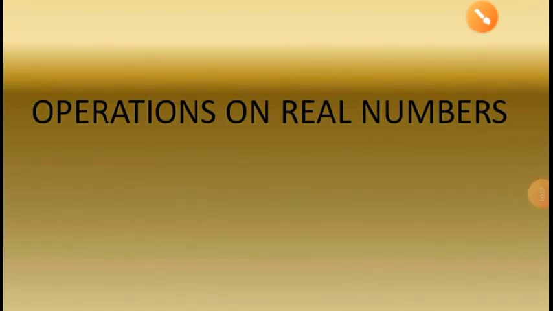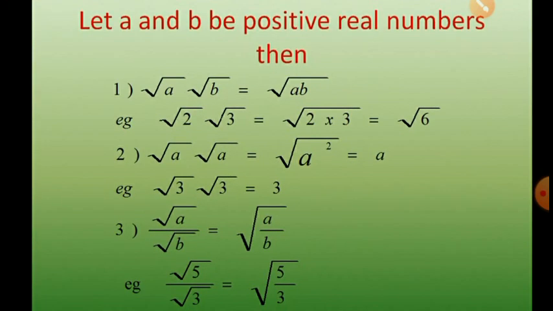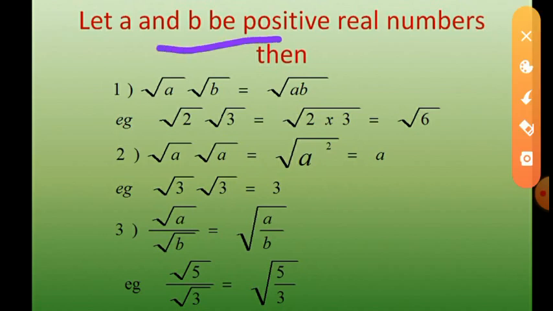Hello children. In the previous video, we had seen operations on real numbers, that was addition and subtraction. Specifically, we had done it with irrational numbers. Today, some more operations we are going to see. Now suppose A and B are any positive real numbers.